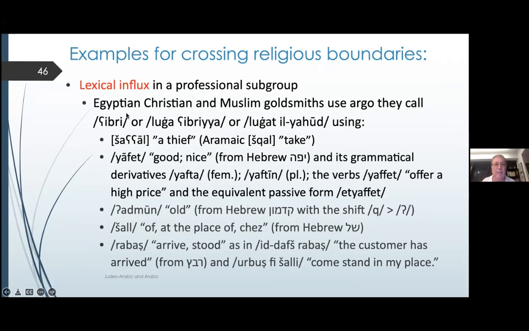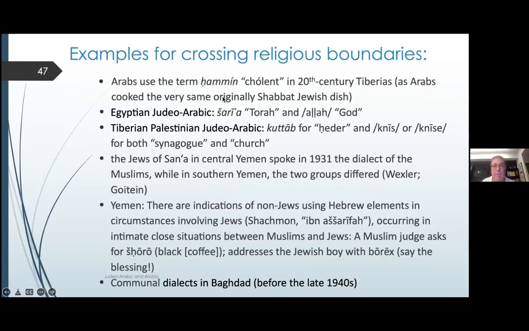Then you have other features there. What's interesting is the crossing, oh, where is the Yemenite? Okay, it disappeared. We have here crossing religious boundaries. You see how some Egyptian Christian and Muslim goldsmiths use what they call Ibri. They use some Judeo-Arabic. This is because of a professional subgroup, right? So they might say Yafet from Yafeh, for good, nice, okay?